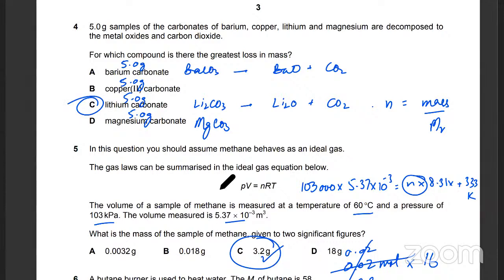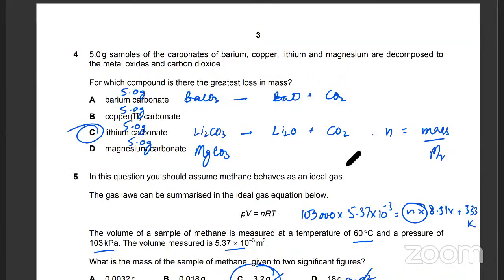Without doing any calculations, 5 grams of lithium carbonate, because the MR is the smallest, will have the greatest moles. So it will have a lot of moles. If this has a lot of moles, the carbon dioxide moles would also be very large. So a lot of carbon dioxide gas would be produced. Is that clear? So we're going to select the option with the lowest MR, because the greatest loss in mass is because of more carbon dioxide being produced. And when is more carbon dioxide produced? If you have more moles. So who has more moles? The one that has the smallest MR, right?